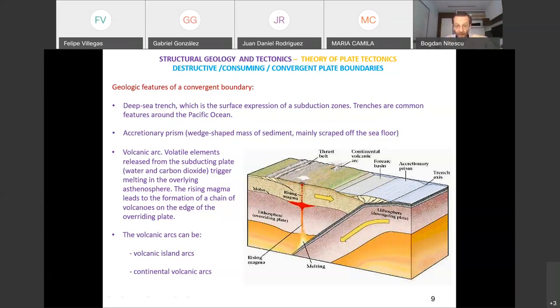So what happens, the addition of these volatiles that come from the dehydration of the subducting plate will cause melting in this part of the asthenosphere, in this asthenospheric wedge. So the melts will ascend through the lithosphere, through the overriding plate. And there is an evolution in the melts.